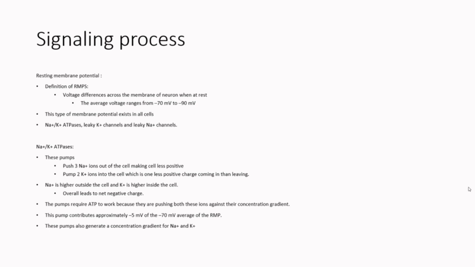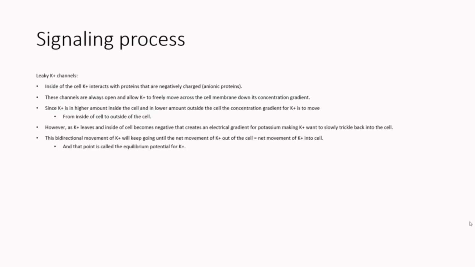And here we have three types of channels, and they maintain this resting membrane potential. The first one is the sodium potassium ATPases. They push 3 sodium ions out and pump 2 potassium ions into the cell, and they require ATP. You have it in the name, ATPase, because they push ions against their concentration gradient. We all know that sodium is higher outside the cell and potassium is higher inside the cell. So it will be against its concentration gradient, therefore it will need ATP to work.